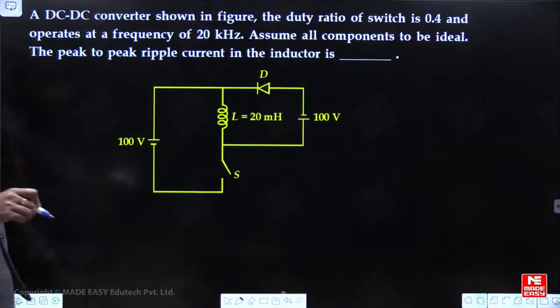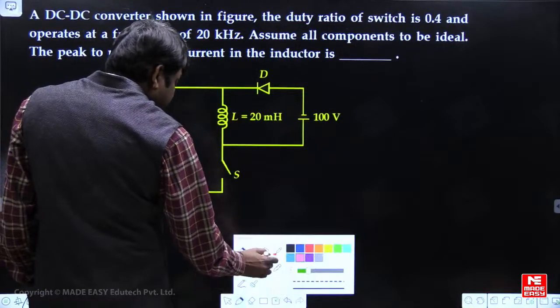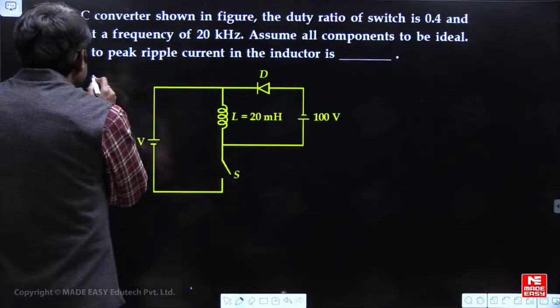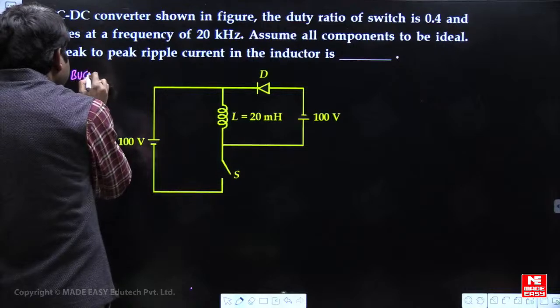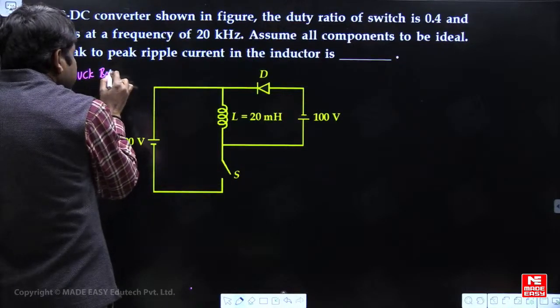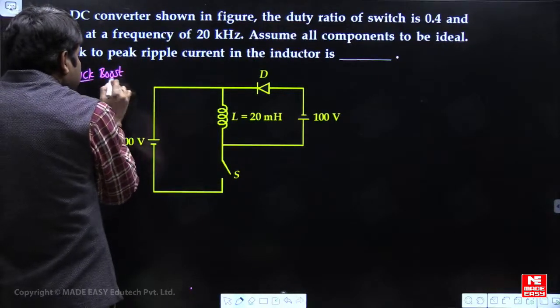Exactly, students. So this is a buck boost converter. Okay, this is a buck boost converter. Fine.